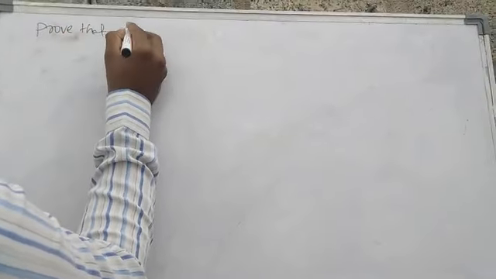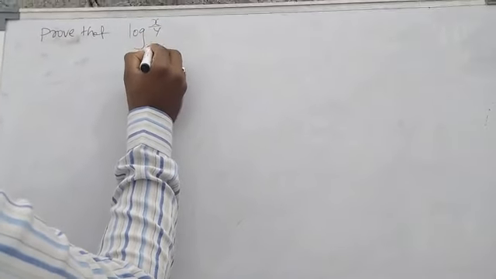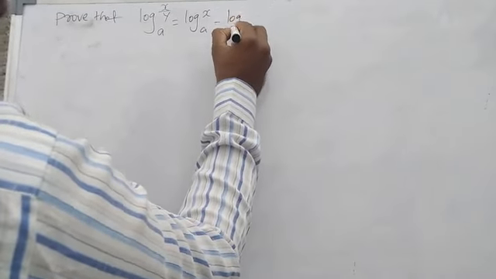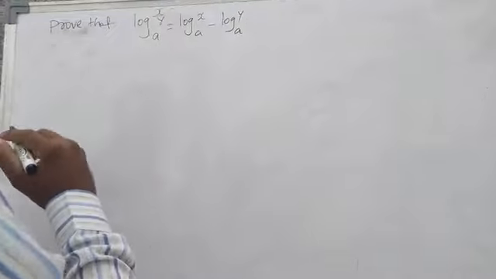Okay, what is the second proof of logarithm? It means prove that log of x by y to the base a is equal to log of x to the base a minus log of y to the base a.